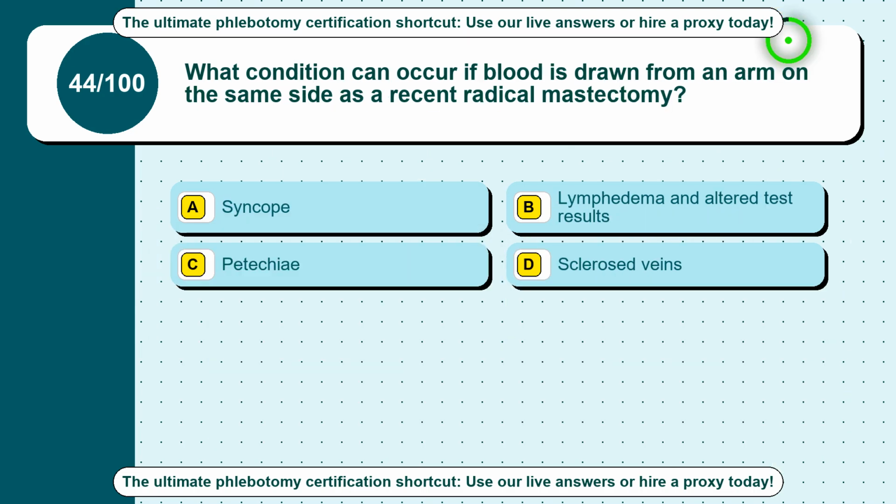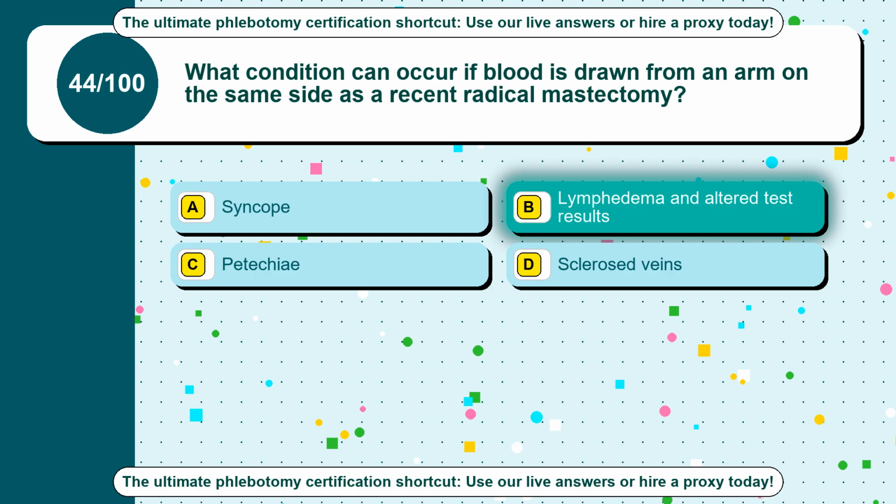Question 44. What condition can occur if blood is drawn from an arm on the same side as a recent radical mastectomy? Option A. Syncope. Option B. Lymphedema and altered test results. Option C. Petechiae. Option D. Sclerosed veins. The correct answer is option B. Lymphedema and altered test results.